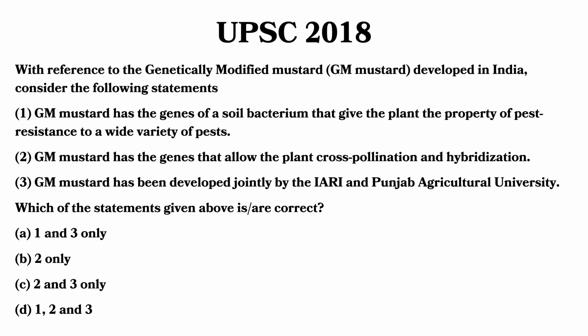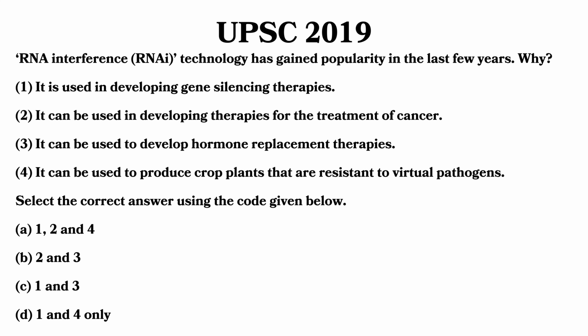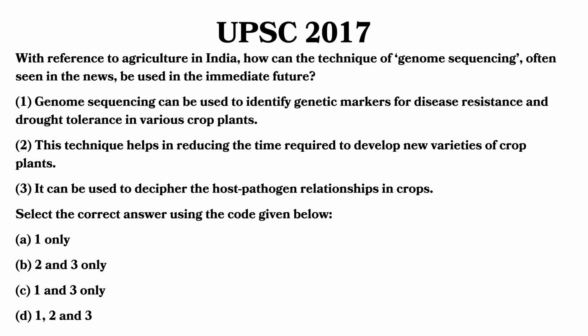UPSC has continuously asked questions on genetic engineering. In 2018, there was a question on GM mustard. In 2019, they framed a question on DNA research and also asked about the RNA interference technology. In 2017, they asked about genome sequencing. Considering the renewed interest in genetic modification, we should look at genetically engineered insects for the next prelims.